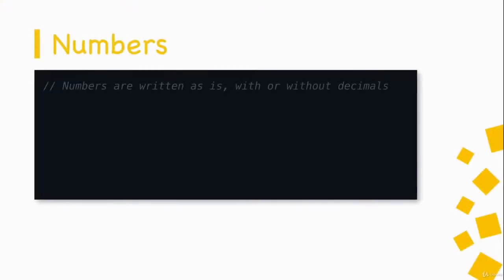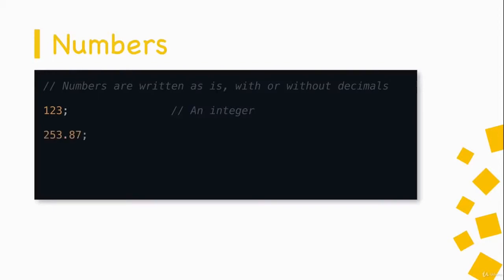So first of all, what are numbers? Well, unlike strings that we just learned, numbers are written as is, with or without decimals. So in order to write a number in JavaScript, you just write it as is. In this case, we have the number 123, and then we end the statement with a semicolon. We don't need to put in quotation marks or anything like that around it. We just write the number as we usually would. In this case, we have a whole number because we don't have decimals. It's just 123, which is an integer in JavaScript.